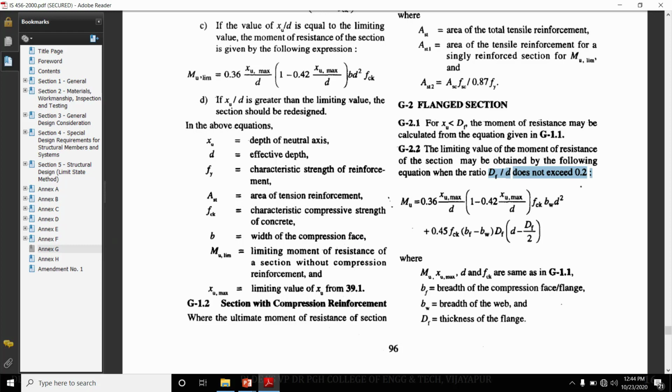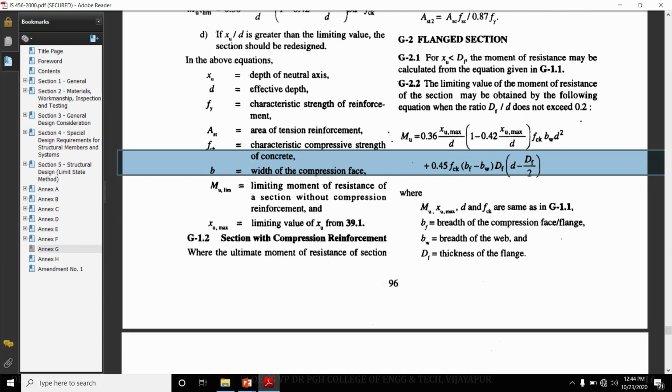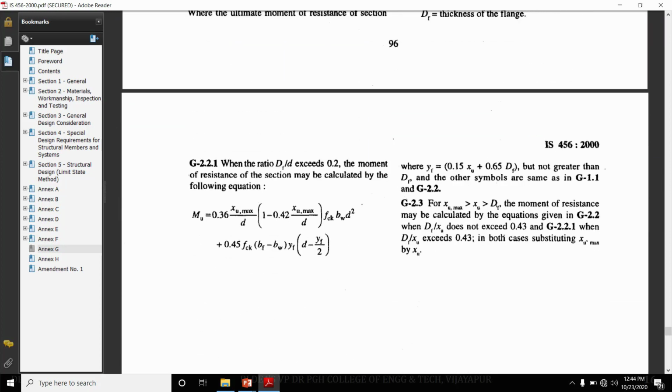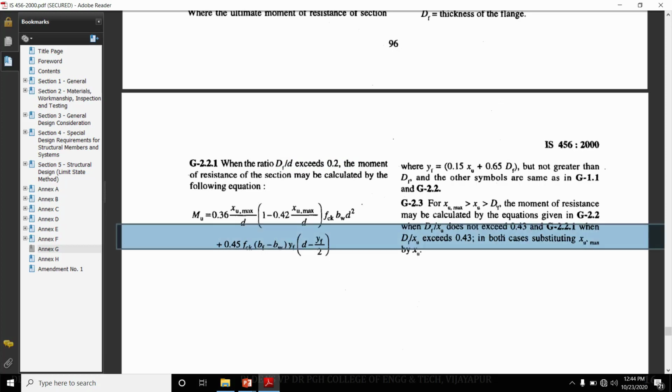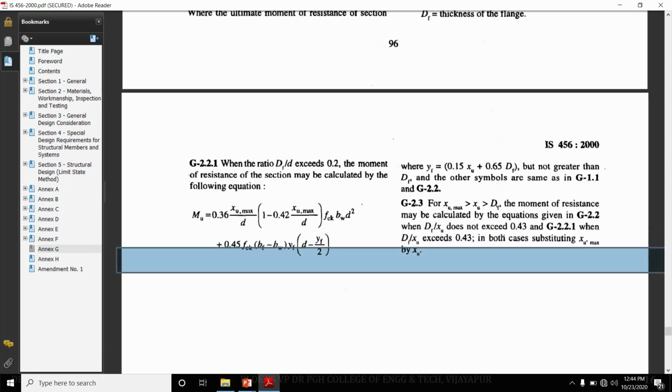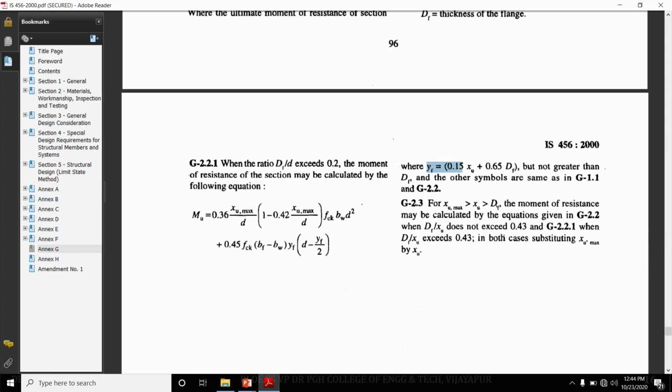If it exceeds 0.2, instead of this DF we are going to use YF. You can see here, when DF by D exceeds 0.2, the moment of resistance will be equal to the same equation, but instead of DF it will be YF. That is the case. So how to calculate that YF? YF will be equal to 0.15 XU plus 0.6 times DF.